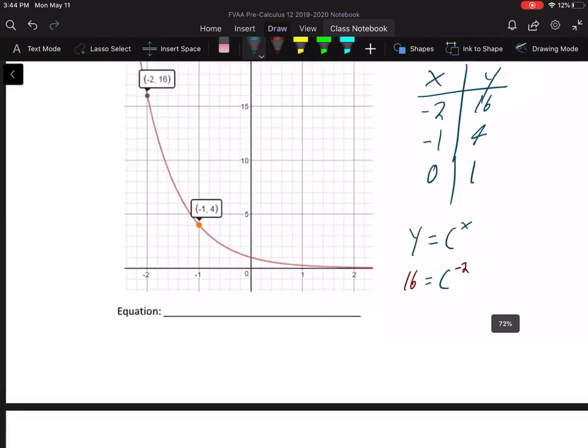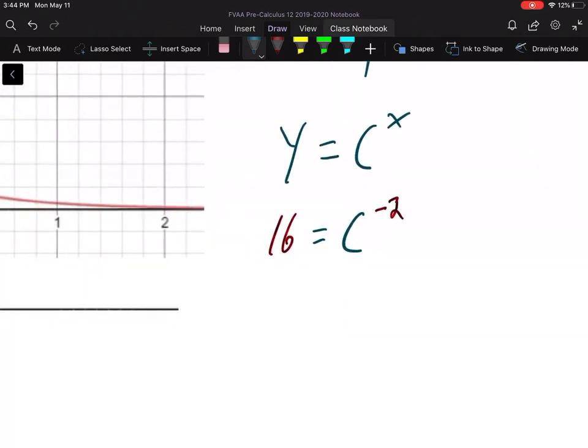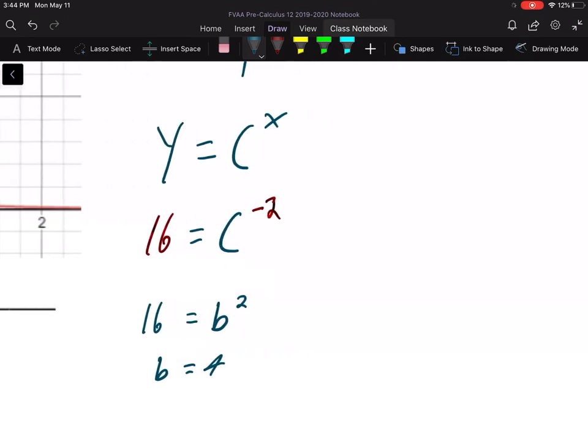One way to help you with this is to think about the positive, okay? So if 16 is b squared, in this situation, what would the b be, right? In this situation, it's obvious that, and I'll use a different variable just so we don't confuse, let's use b. What would the b be? The b would be 4, okay? So if x was +2 and I got 16, the b would be 4. So in this situation, if c to the -2 is equal to 16, okay, now we can remember what does a negative exponent do to a fraction, right?